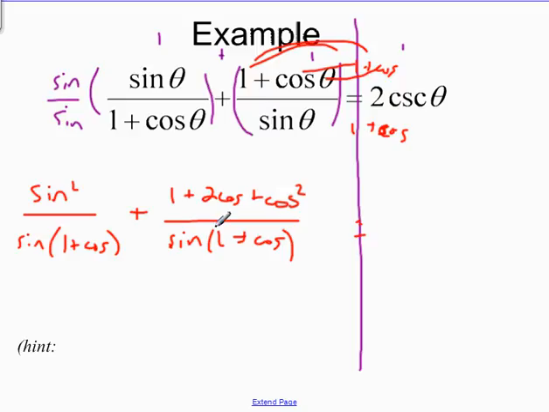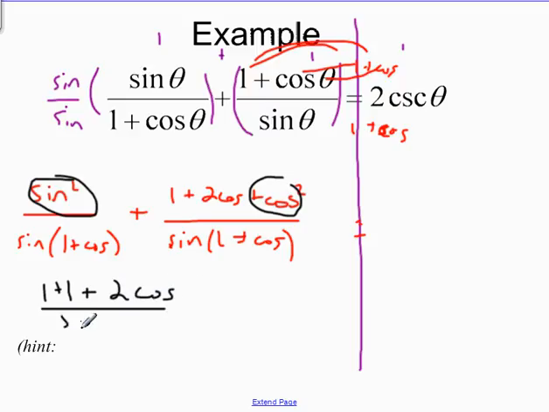Okay, so now we have a common denominator, so let's see if there's anything we can simplify here. And I'll give you a hint. Take a look at this and that. Those should combine to equal, hopefully, you said 1. So that will give us 1 plus 2 cosine over sine times 1 plus cosine.